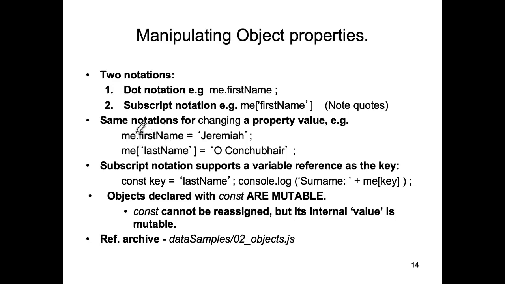You cannot use variables with the dot notation. So me dot a variable name here just won't work. The way it'll interpret that is it will take the actual name of the variable. So let's say it's foo1, and it'll go looking for a key within the me object called foo1. Even though you've declared a variable earlier on called foo1, and let's suppose you assigned it the string first name, it's still not going to work. It's not going to evaluate it in the same way that it would have evaluated it in the subscript approach. And so, you can see the example here. I've got const key equals that, and then console.log of me subscript key.